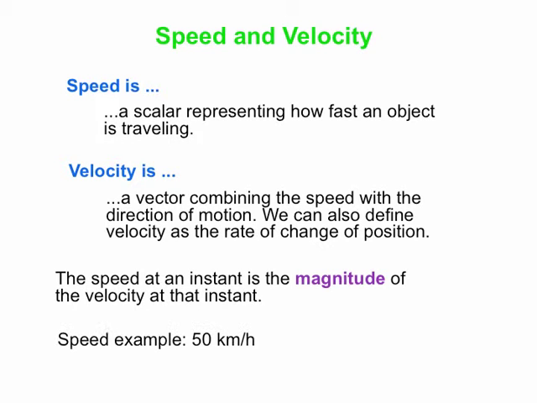Here's an example of how you say speed. For instance, 50 kilometers per hour. For that to be a velocity, you'd have to combine that with the direction, 50 kilometers per hour north, for instance.